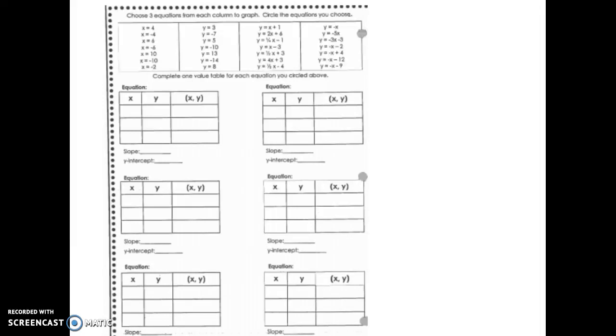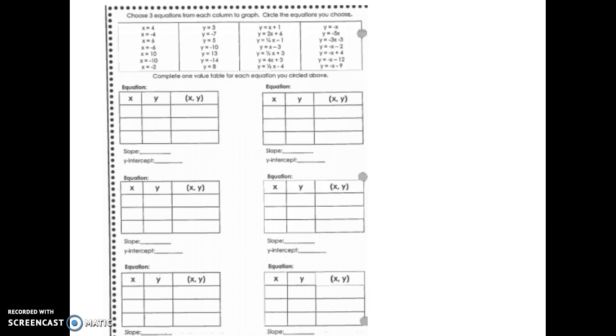Hey guys, this is the activity that we're working on, the slope stained glass window activity. Some of you might be having trouble with the directions, so I just put this quick video together to help answer any questions. I'm going to show you how I'm going to approach this. It says, first, choose 3 equations from each column to graph. Circle the equations you choose.